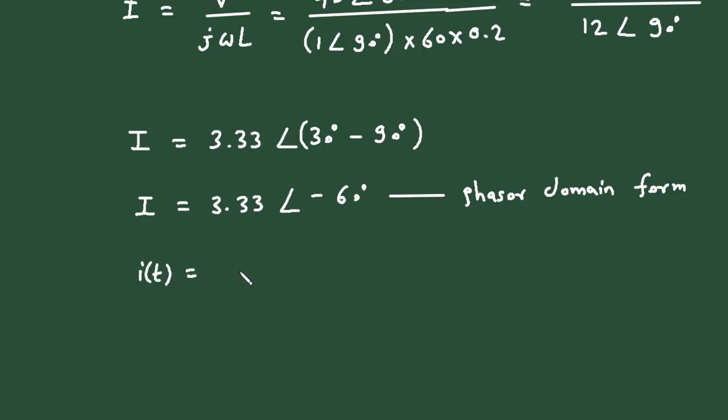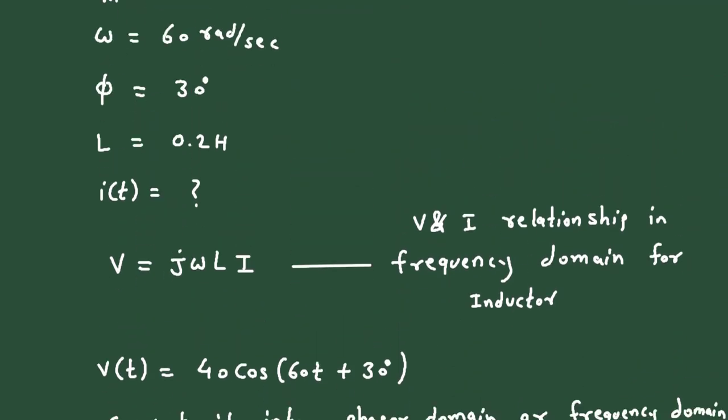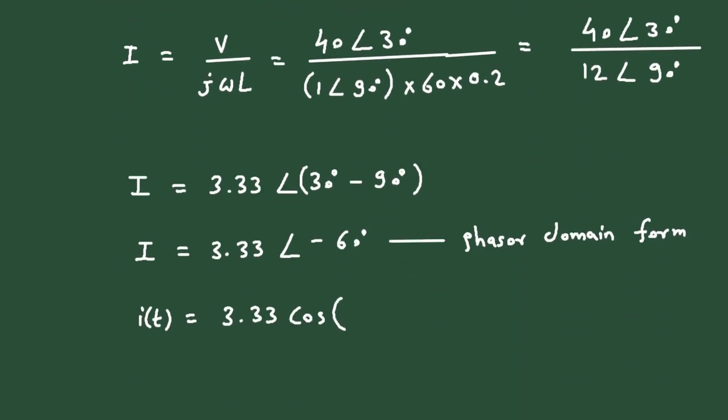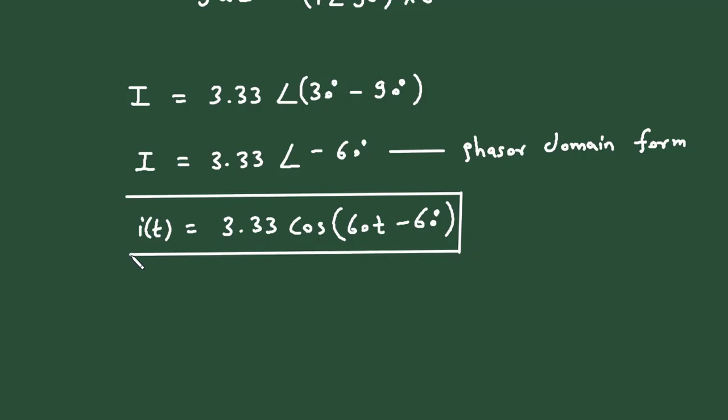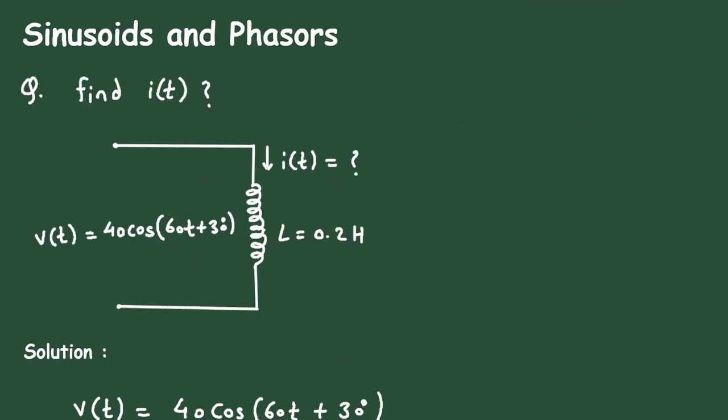Now I of t, in time domain format, this will be 3.33 cos omega t. The value of omega is 60 radian per second. So it will be 60 t plus, the value of phi is minus 60 degree. So minus 60 degree. Now this is the value of I of t in time domain format. Also remember it is current, so its unit will be ampere. So this is how we can find I of t for inductor.